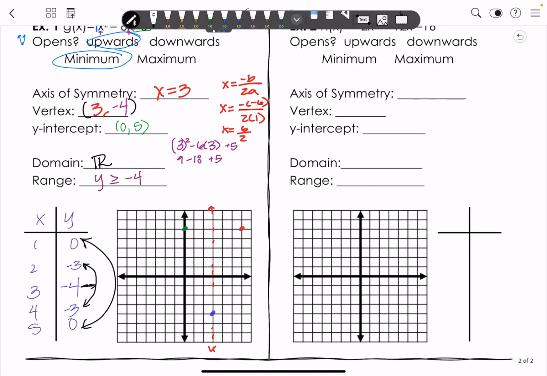All right, so we're going to go ahead and plot these points. And we also find out that our solutions are 1 and 5. Oops. Hopefully yours is a little bit more U-shaped than mine is. All right, we're going to do one more.